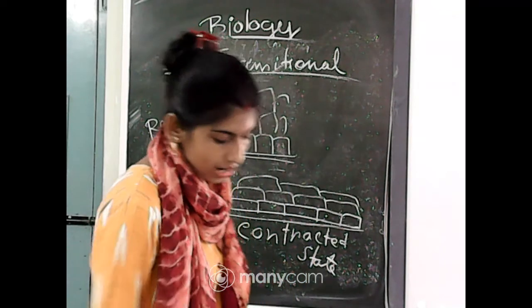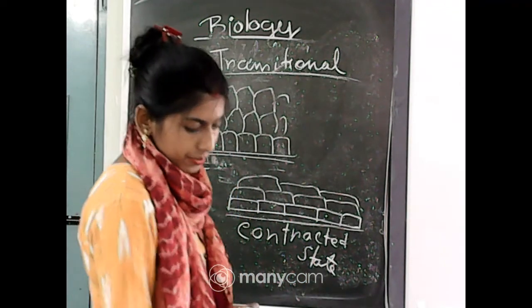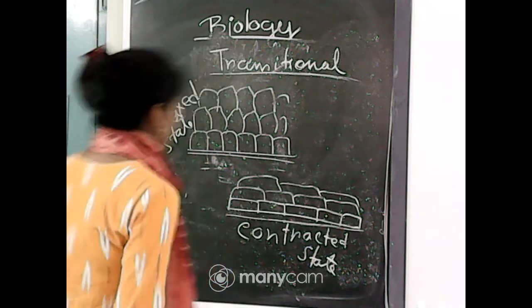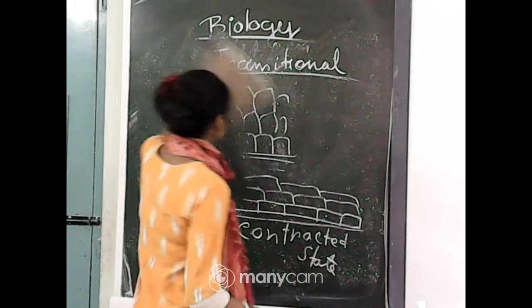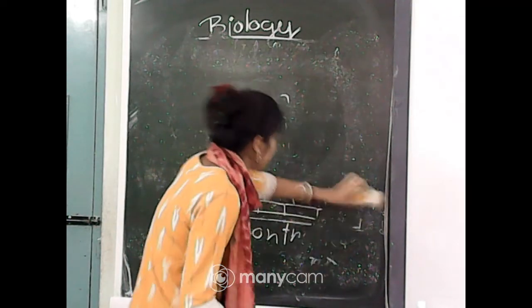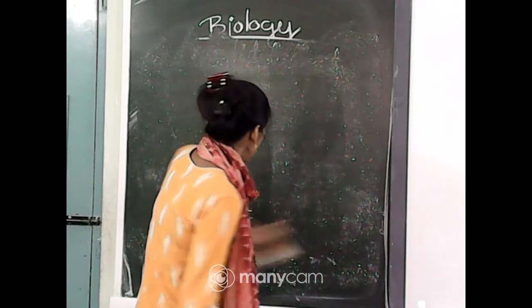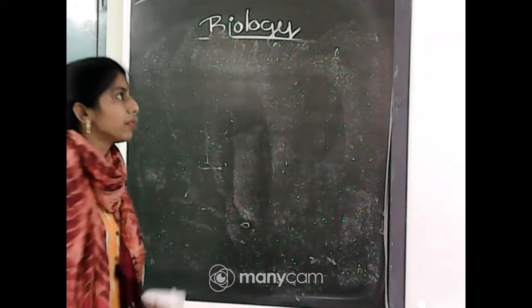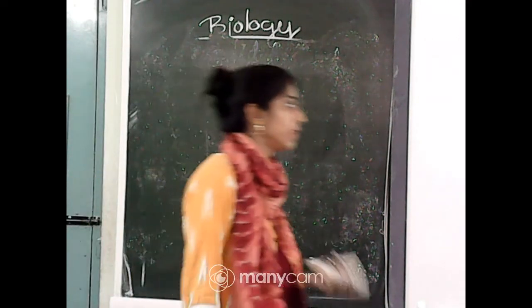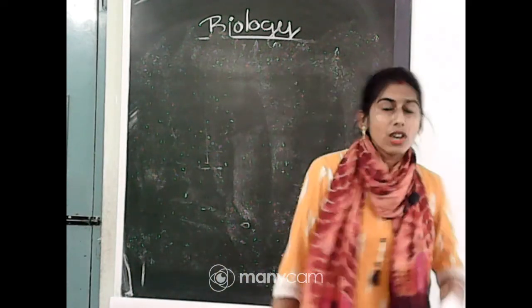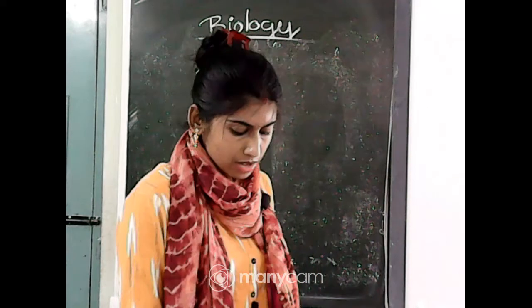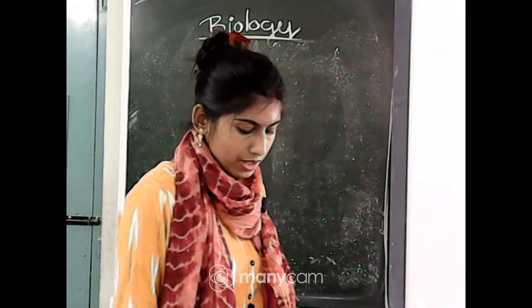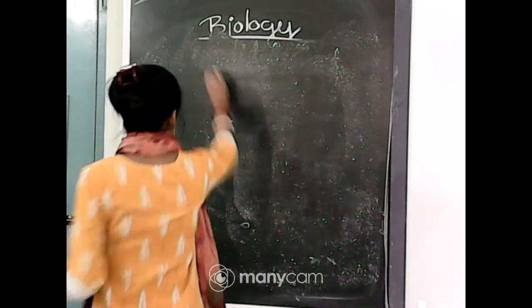The next one is stratified epithelial tissue. Under stratified epithelial tissue, the tissue has more than one layer, many layers, and it is called stratified epithelial tissue. Stratified epithelial tissue can also be divided into stratified columnar, stratified squamous, and stratified cuboidal. First I will talk about stratified cuboidal epithelial tissue.